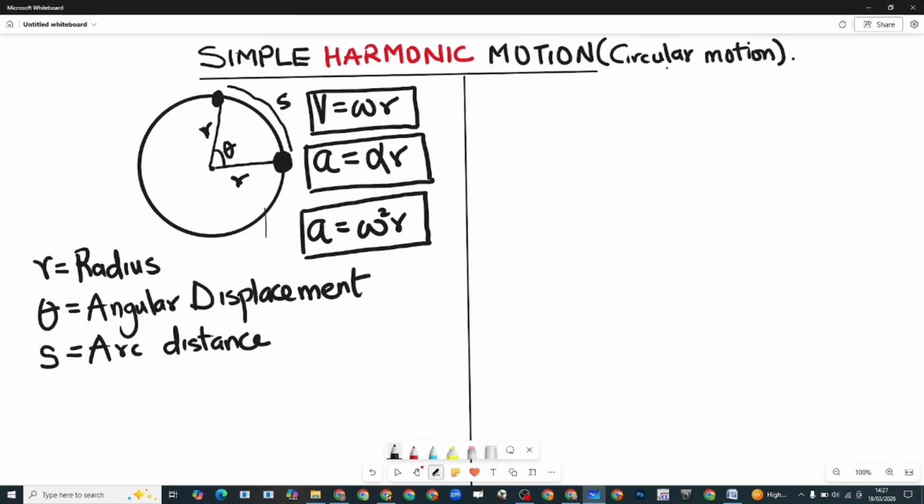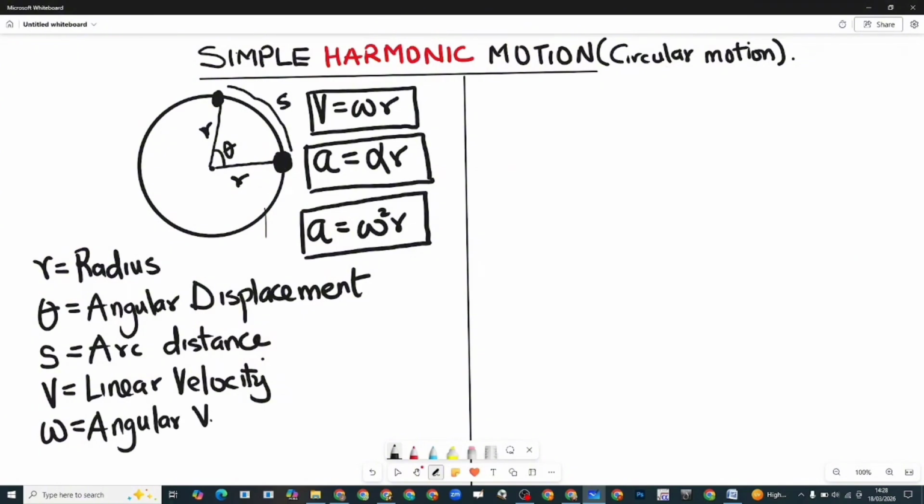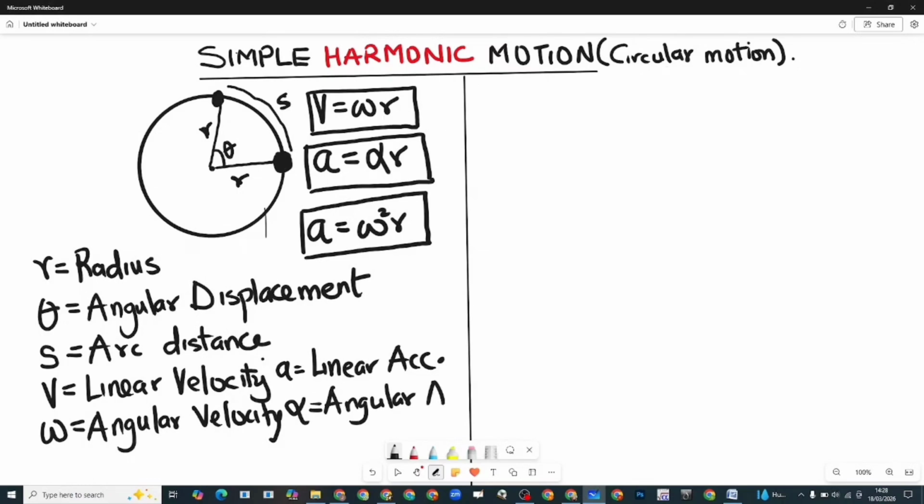We also have other things. v is known as the linear velocity. We have omega as the angular velocity. We have a as the linear acceleration, and we have alpha as the angular acceleration, and so on and so forth. These are the terms I want you to understand first before we get right into it.